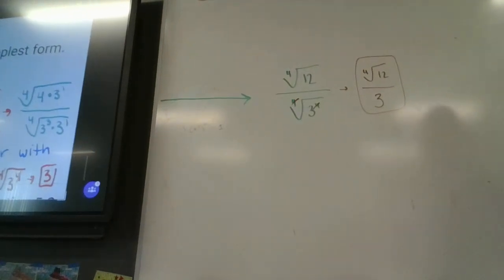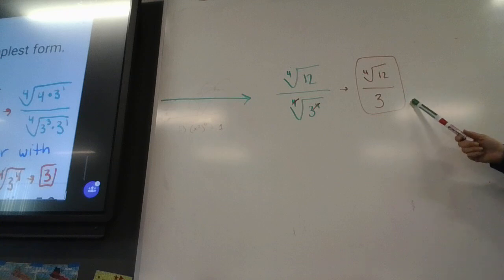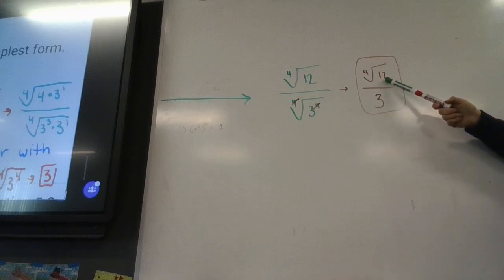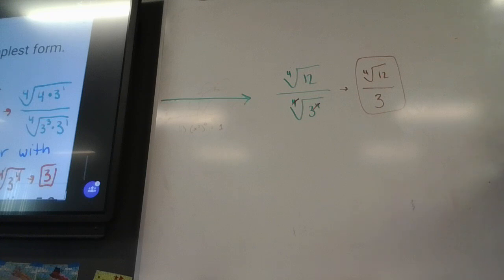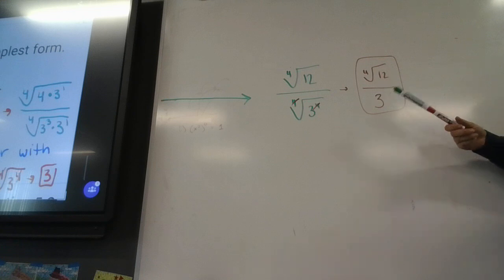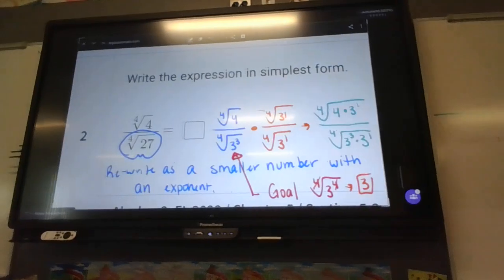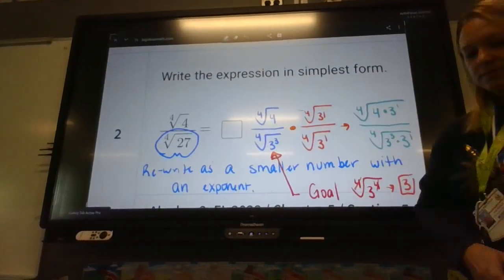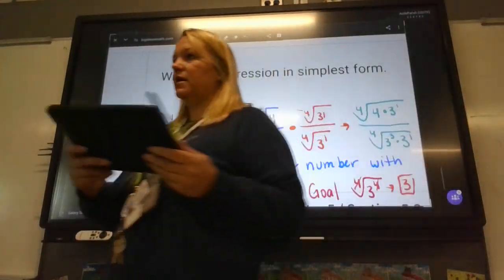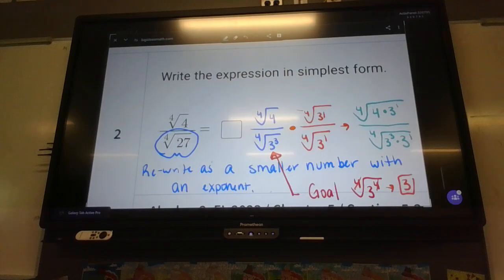Well, you're still kind of confused about when to stop. Like, is there something more I can do, right? Two to the fourth is 16, so this 12 is less than 16. And we got a regular 3, and we can't divide them because one's inside and one's outside. Let's move on. Any questions? Are we ready to move on? Okay, good.